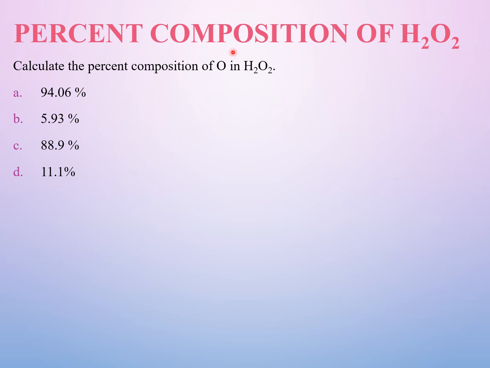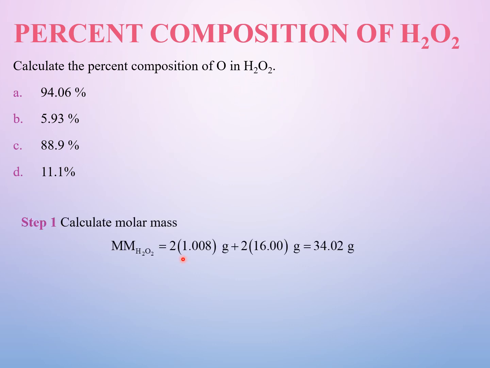Find percent composition of H2O2. We want to find composition of O specifically in H2O2. So let's find the molar mass of H2O2 first, which is 2 times H and 2 times O. Then you get 2 times 1.008 plus 2 times 16.00 equals 34.02 grams. So this is the mass of 1 mole of H2O2. That goes on the bottom.